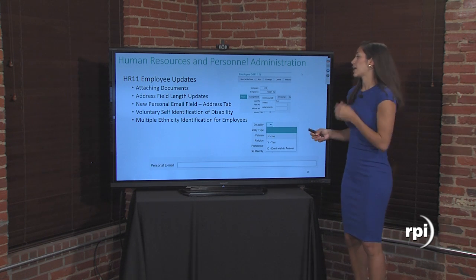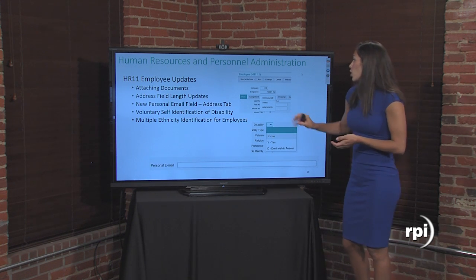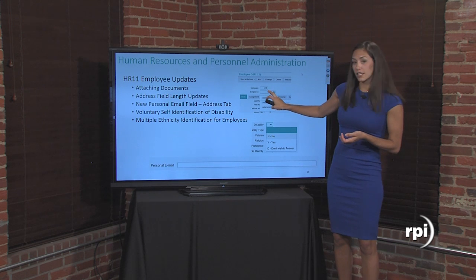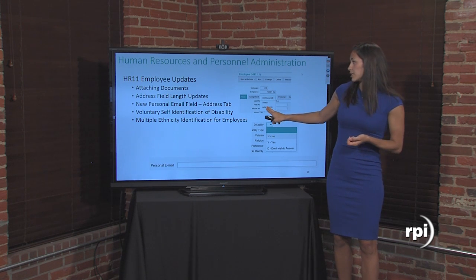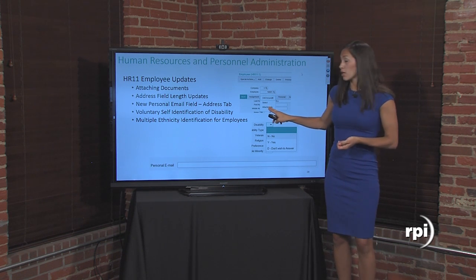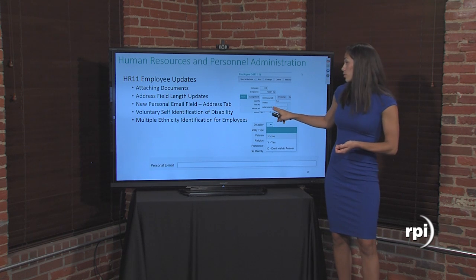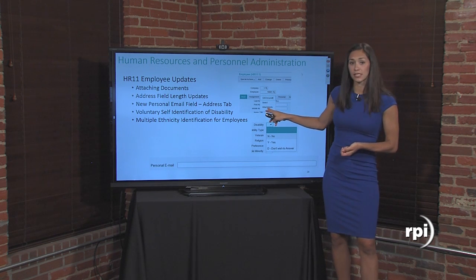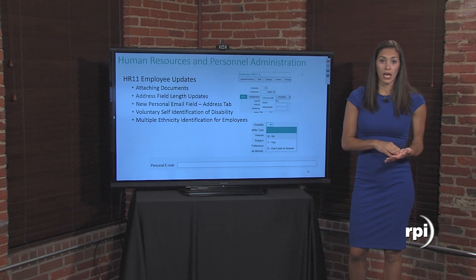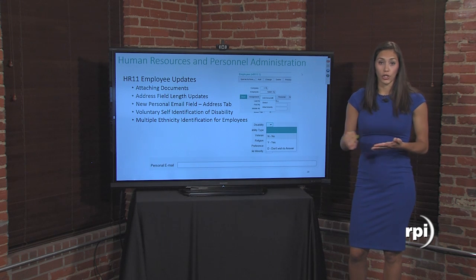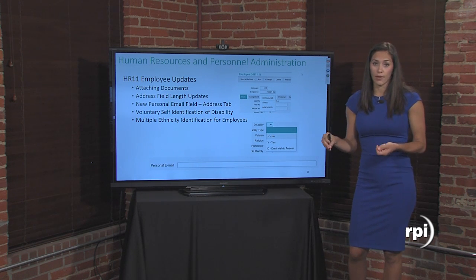A couple updates to the HR 11. In this screenshot, you can see I've right-clicked on the employee number. You have the ability to attach documents to the employee based on employee number. So you get to it by right-clicking attachments, and then it'll bring you to a screen, and that's where you can set a URL to a document that's going to live out on your server.